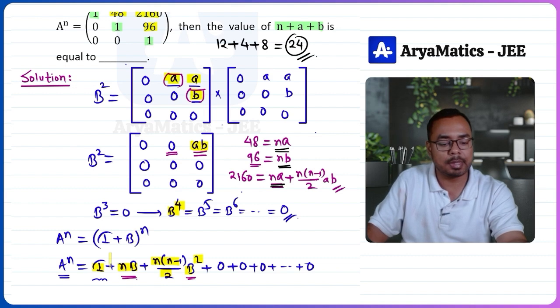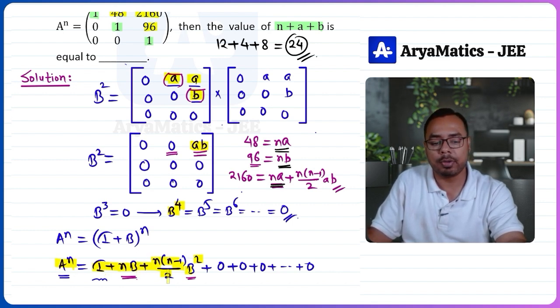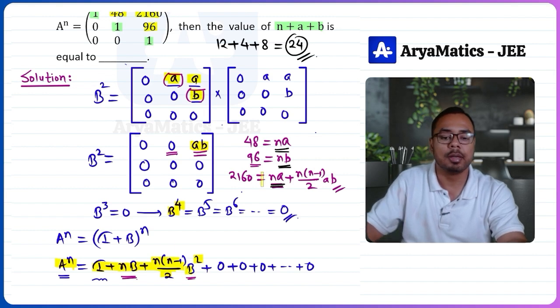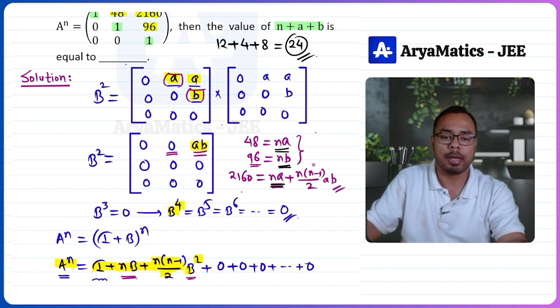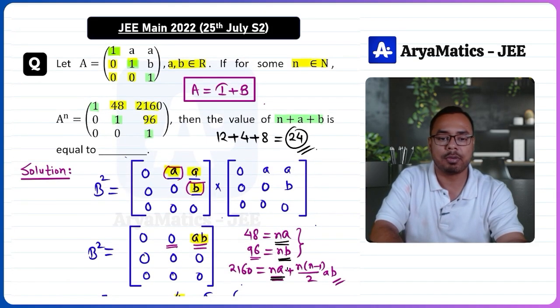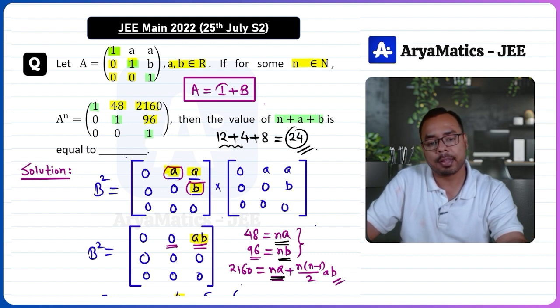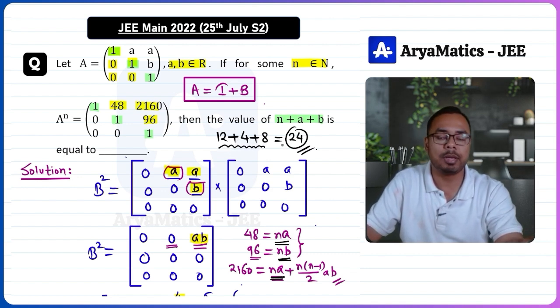And because I and B are commutative matrices, here you can apply the binomial expansion. So finally, A raised to N was I plus N into B plus N into N minus 1 by 2 into B square. By comparing the corresponding elements, we got these three equations. And after solving these equations, you will get N as 12, and A and B as 4 and 8. And therefore, N plus A plus B will be 24. And that is the correct answer for this problem.